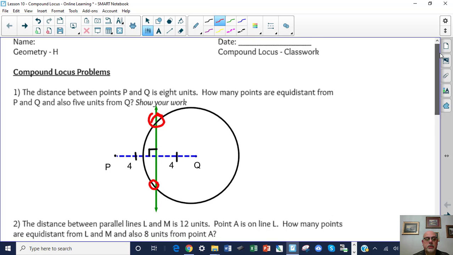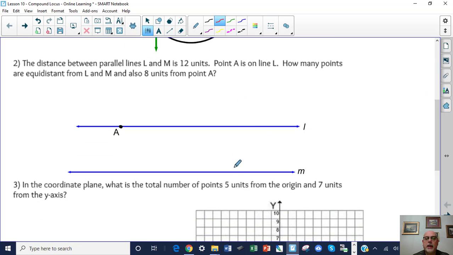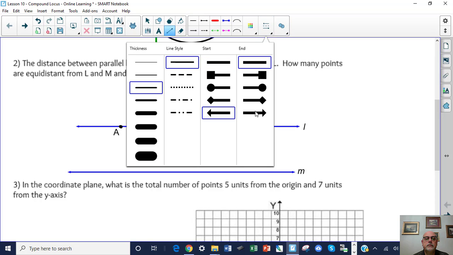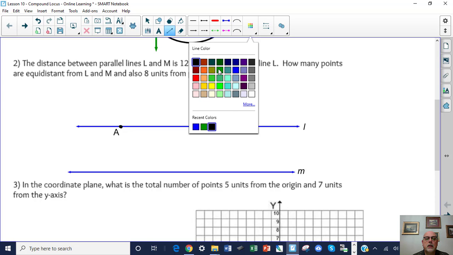Let's take a look at number 2. You have lines L and M, which I drew out already, so you should draw them on yours. Pause the video if you need to do that. Point A is on line L, just anywhere on line L, it doesn't matter. I put it there randomly. So we need to be equidistant between L and M. Well, that would be a line halfway between them. I'll do that one in green.